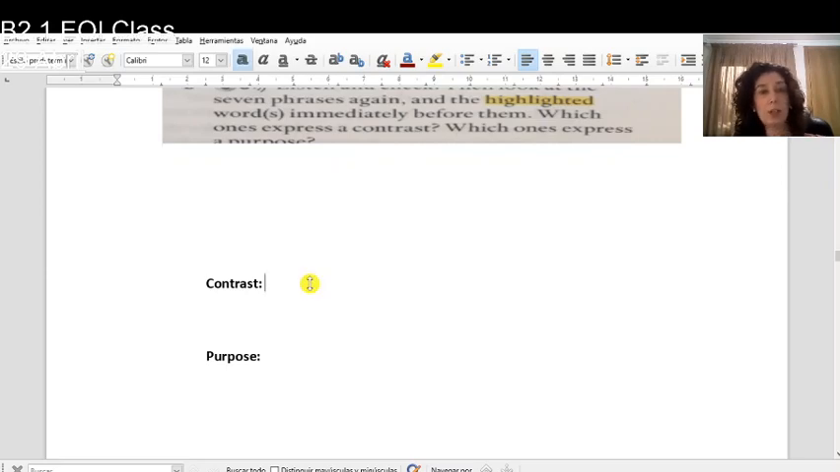Then this is the explanation. Which linking words are used in the highlighted words to express contrast? Well, we saw in spite of, a pesar de, que es un sinónimo, son sinónimos de despite, they are synonyms. Another one, even though, incluso, that is a synonym of although.